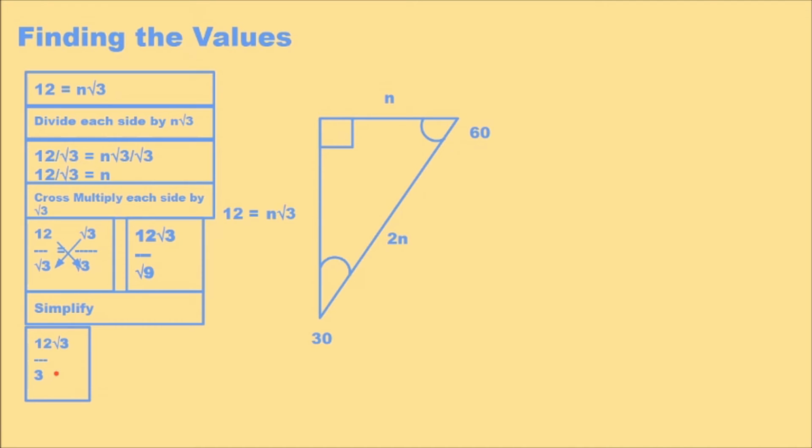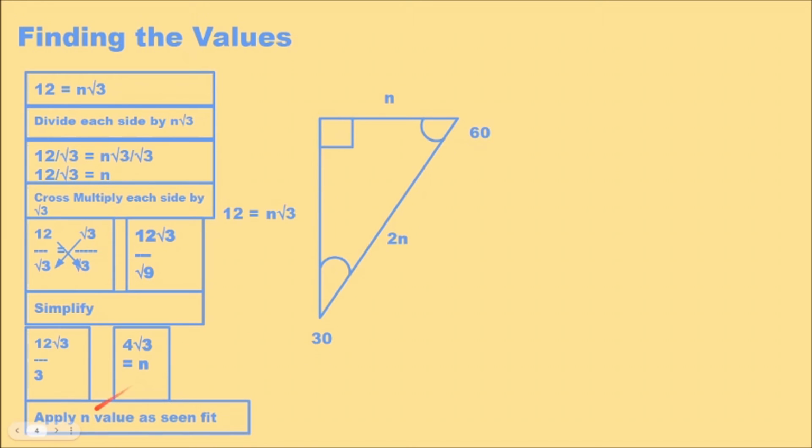We can simplify that a little more, because it is divisible by 3, after all: 12 divided by 3 gives you 4 times the square root of 3, and that's what we get for our variable. Then we apply the n value as you see fit in the problem. You could plug it into 2n, or whatever you need. 4 times the square root of 3 is n, and 2n would be 8 times the square root of 3.